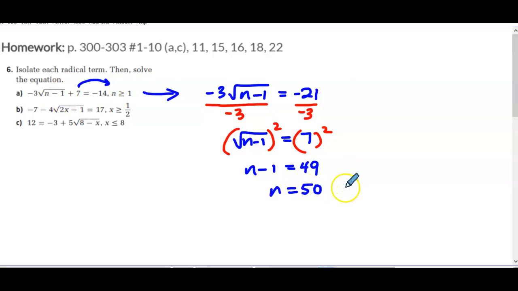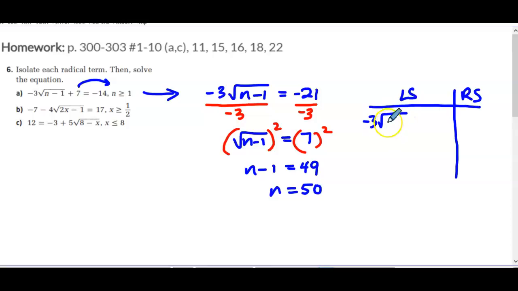This is, but you still need to verify because there are cases, especially when there's n's or variables that aren't in the radical as well, that it may not satisfy it. So I like to use a t-chart. It kind of looks like a T, separates the left side and the right side, because you don't really want to put it into the equation because you don't know if it's true. And you don't want to have an equal sign.